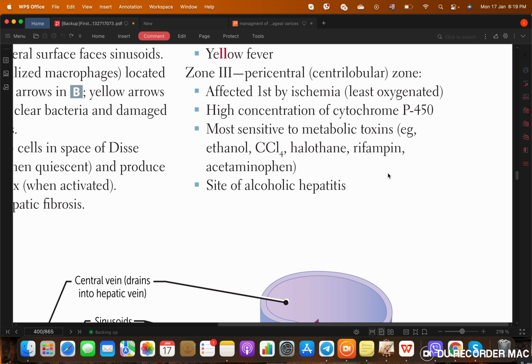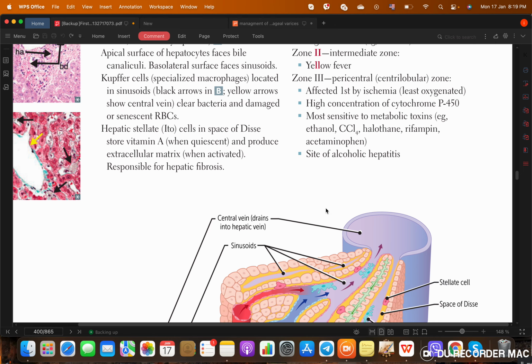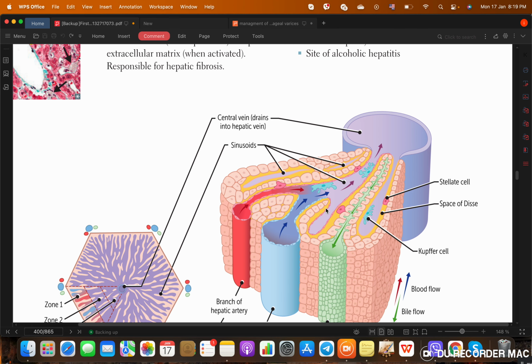Rifampin. Does anybody remember, does it induce or inhibit the cytochrome P450? Induce, it ramps up the cytochrome P450. And acetaminophen, somebody said about that today, this is also hepatotoxic and affects zone 3. And zone 3 is the site for an alcoholic hepatitis.